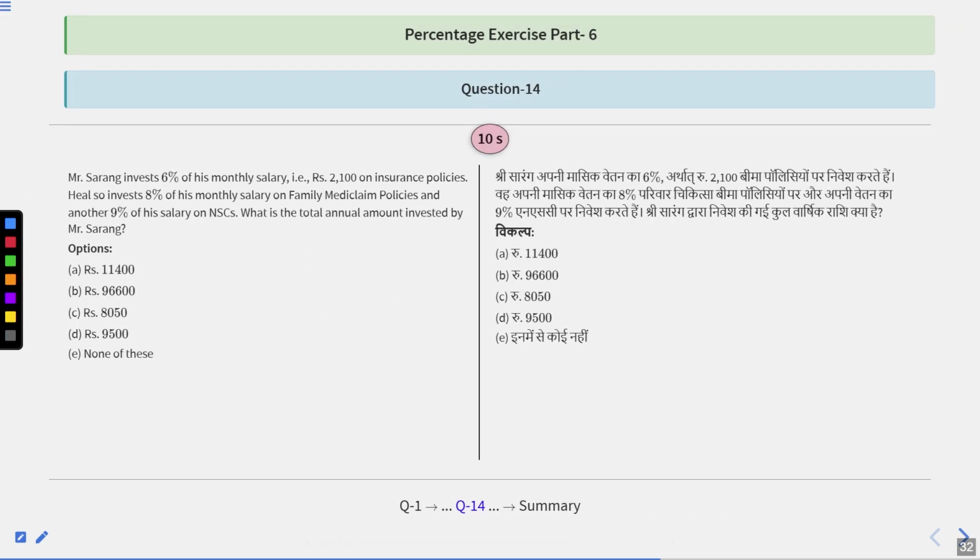Mr. Sarang invests 6% of his monthly salary, that is 2,100, on insurance policies. He also invests 8% of his monthly salary on family mediclaim policies and another 9% of his salary on NSCs. What is the total annual amount invested by Mr. Sarang? You have 5 options and 10 seconds to solve this question. Your time starts now. Now time's up. Let's see the solution.